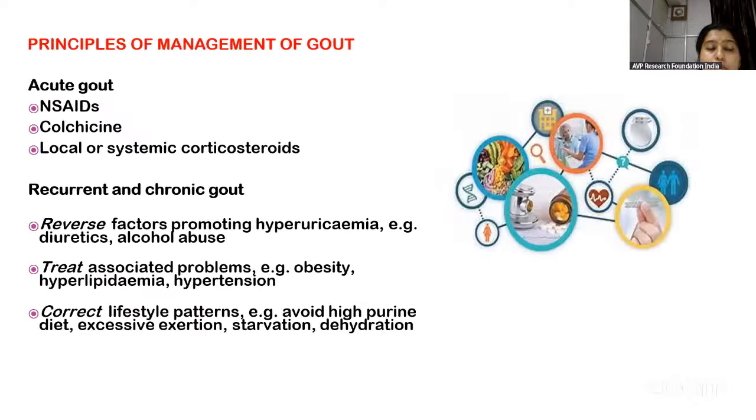Now, principles of management, as we have already discussed: acute gout and recurrent or chronic gout. In acute gout, NSAIDs and colchicine. In recurrent gout, we have to reverse the factors promoting hyperuricemia, treat associated problems, and correct your lifestyle patterns. These factors are very important in order to prevent further attacks.